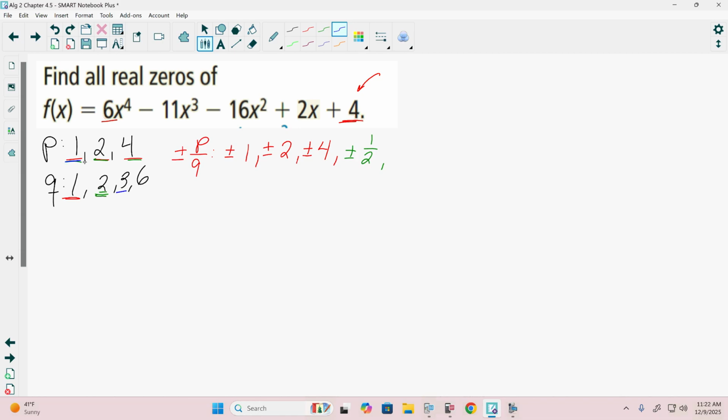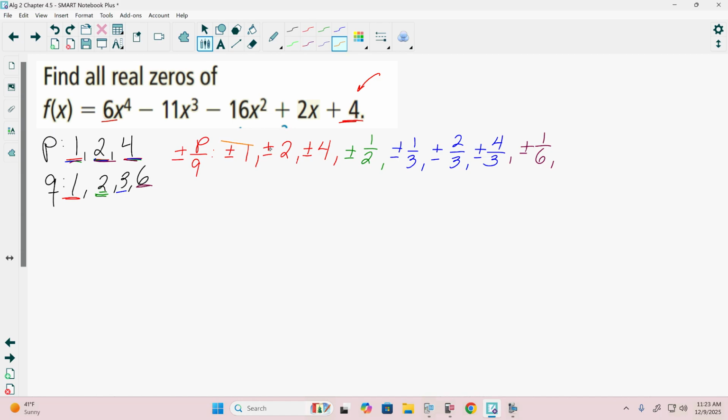Then we're going to move on to 3. So we have plus or minus 1/3, 2/3, and 4/3. And lastly, we're going to do the same thing with 6. So we'd have 1 over 6, which is 1/6. 2 over 6 would reduce to 1/3. It's already listed. And lastly, 4 over 6 would reduce to 2/3. It's already listed. So these are our rational zeros. Questions on finding these here?